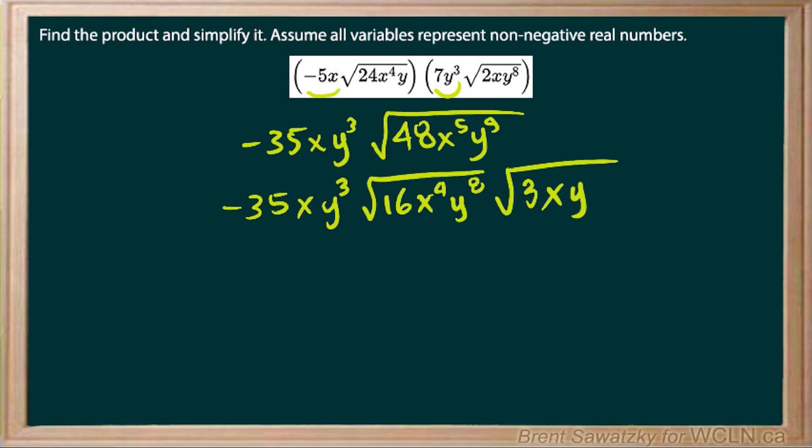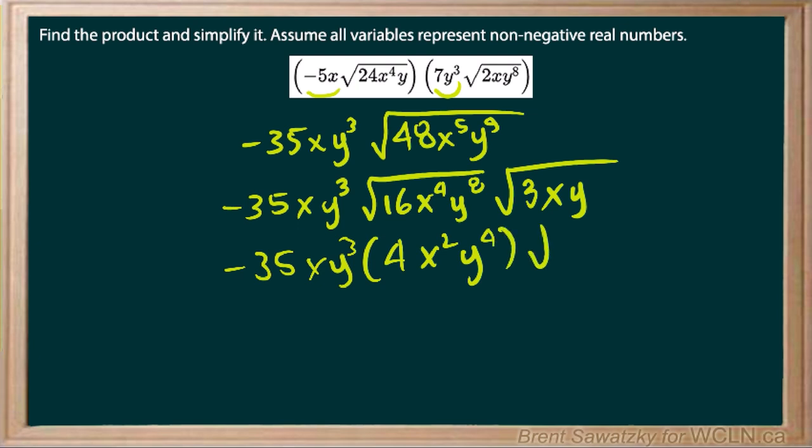All right? So, what we can do is we can say, and square root of 16 is 4, square root of x to the 4 is x to the 2, square root of y to the 8 is y to the 4, and we have our leftovers here.